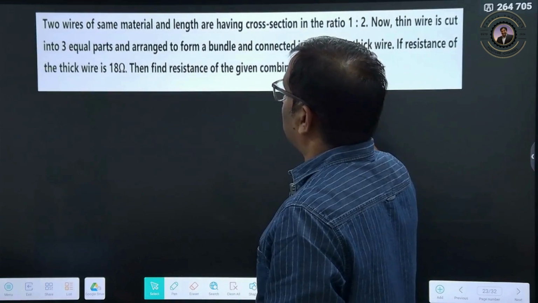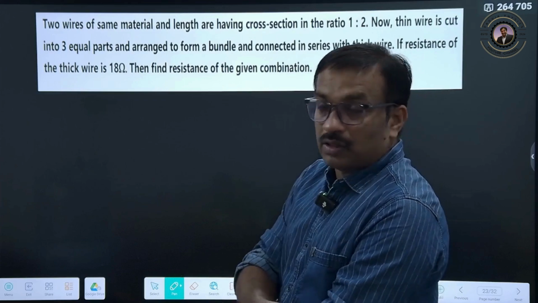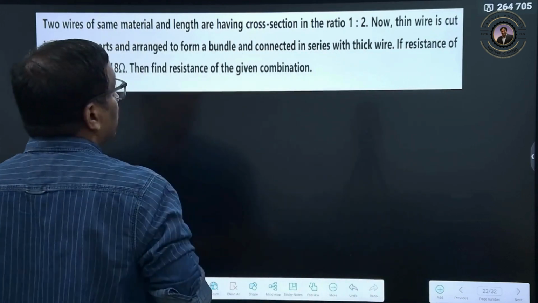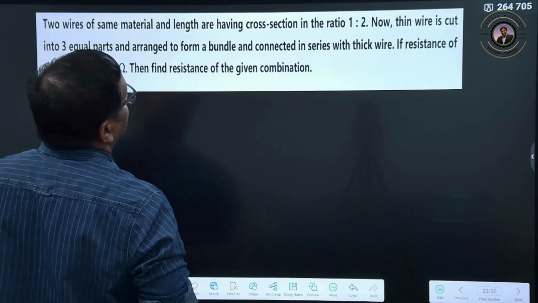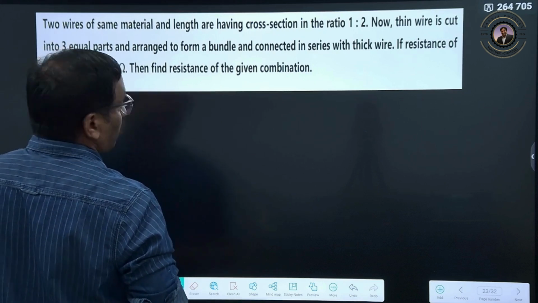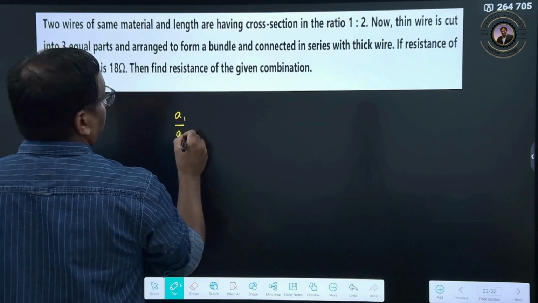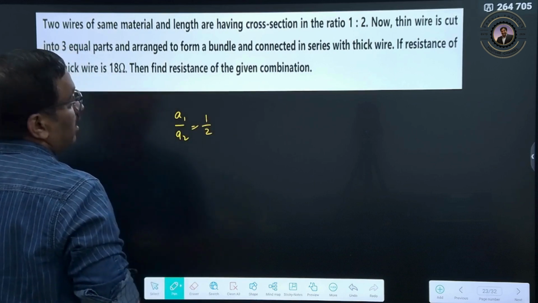So two wires of the same material and length, having the cross sections in the ratio of 1 by 2. Therefore, the areas of cross section A1 by A2 is given as 1 by 2. So the lengths are the same, and the materials are the same.